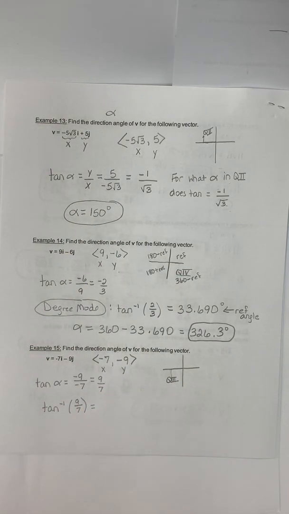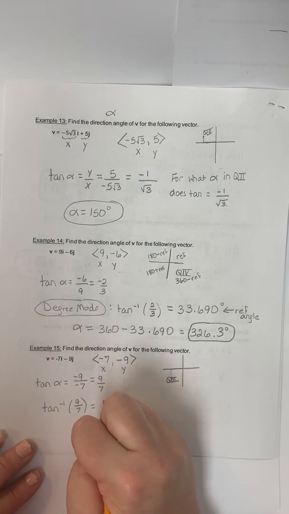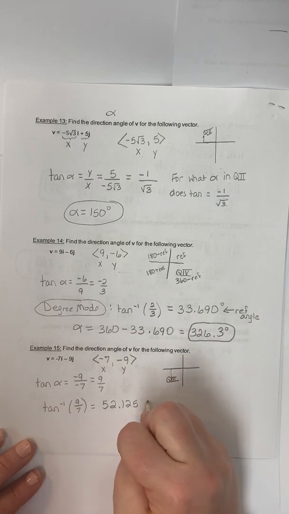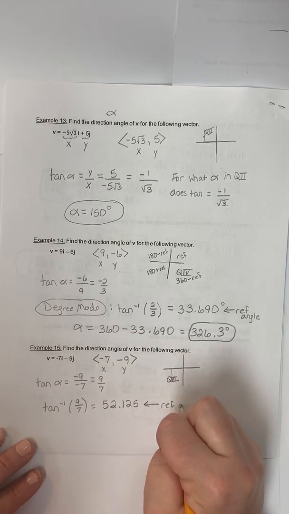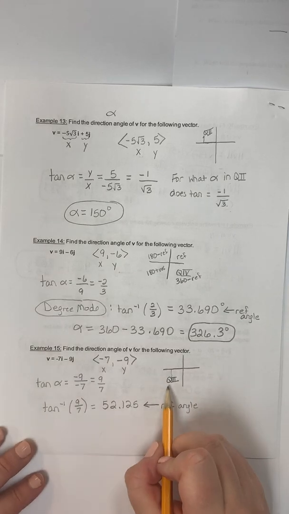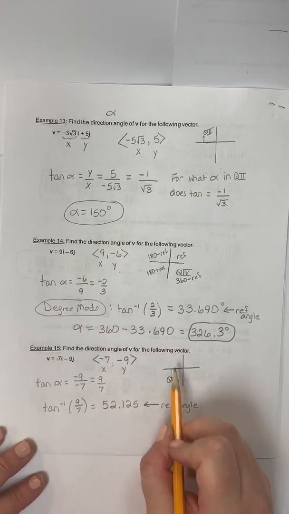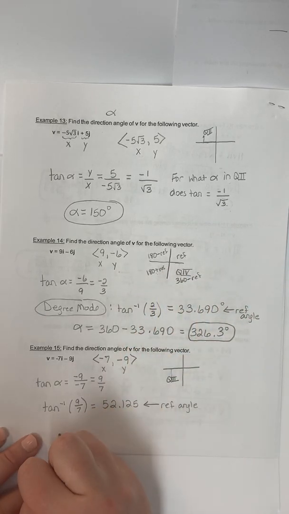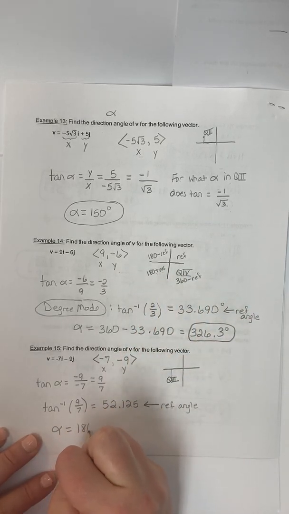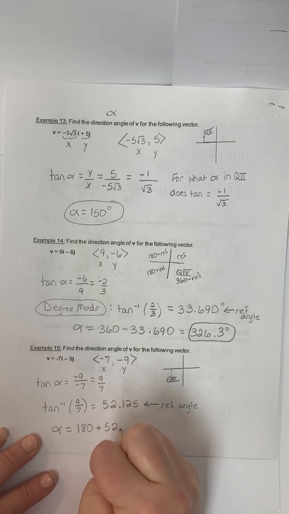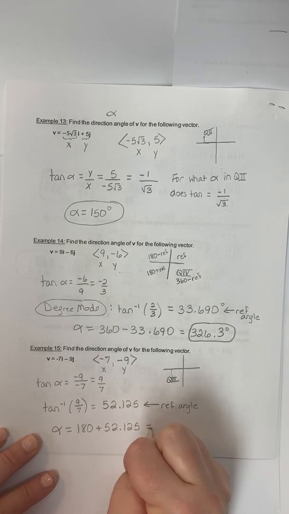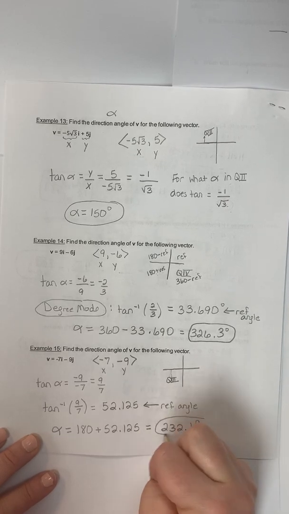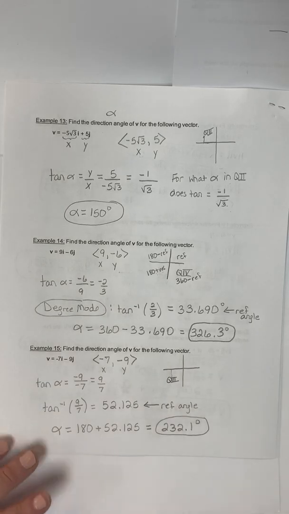Remember to be in degree mode. That's going to give you 52.125. That's quadrant 1. That's your reference angle. Okay, so how do I get my actual angle in quadrant 3? 180 plus your reference angle. So alpha is going to be 180 plus 52.125. And my math lab is going to ask for 1 decimal place. And you get 232.